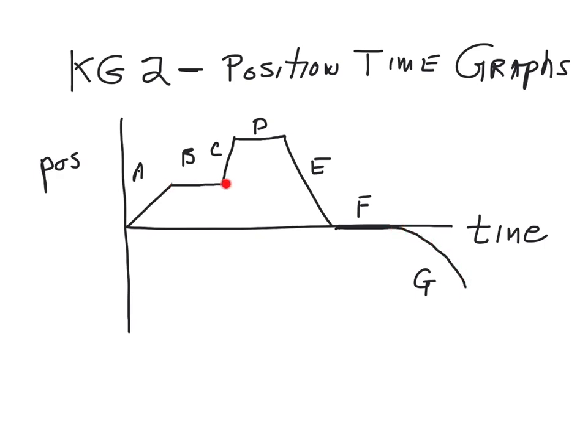So a flat line is 0 velocity. Any sloped line is a constant positive or negative velocity in proportion to the slope. And a curved line, a parabola, right, we've seen this before, indicates an accelerating object. Okay, let's try another one.